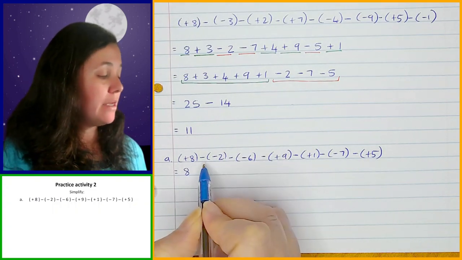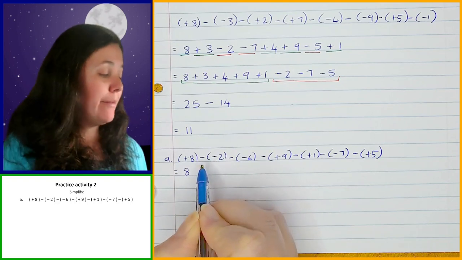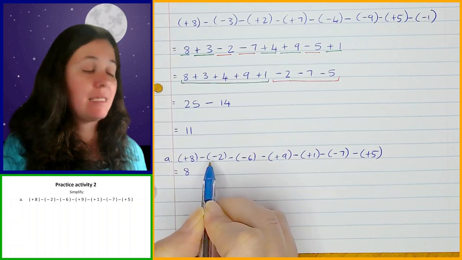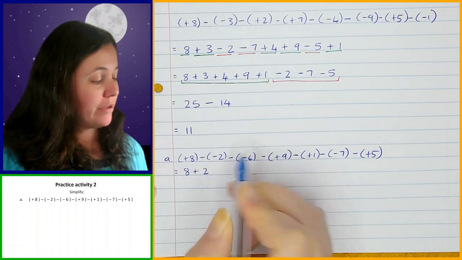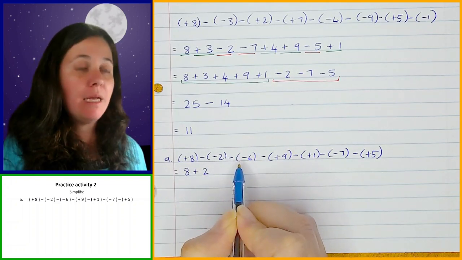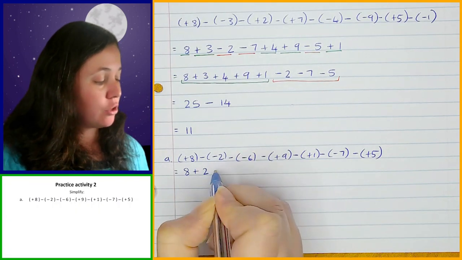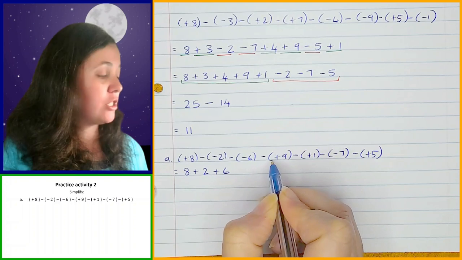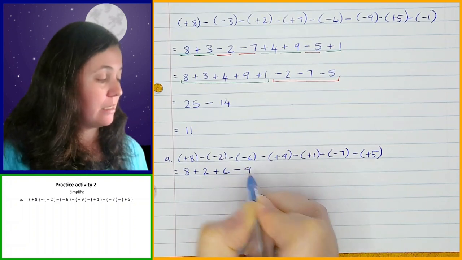Okay. Then I've got minus negative 2. Because there's a minus in front of the brackets, we're going to change that sign, and it's going to become plus 2. Over here, the negative 6 is going to change to plus 6 because I'm minusing it. So it's plus 6. Then here, I'm minusing positive 9, so it's going to become minus 9.